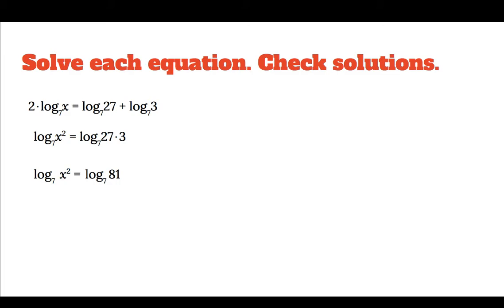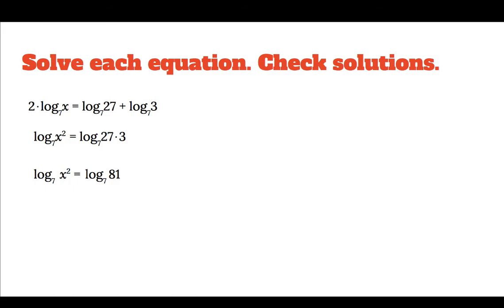I simplify the 27 times 3 and I get 81. Now here, this is different than what I had in the last problem, because in the last problem I only had one log on one side of the equation. Here I've got a log on the left side and I have a log on the right side. So this is very similar to when we were solving exponential equations, that if our bases were the same, we could disregard the bases and worry about the exponents.